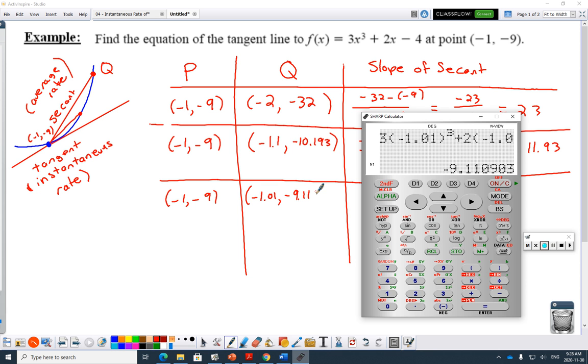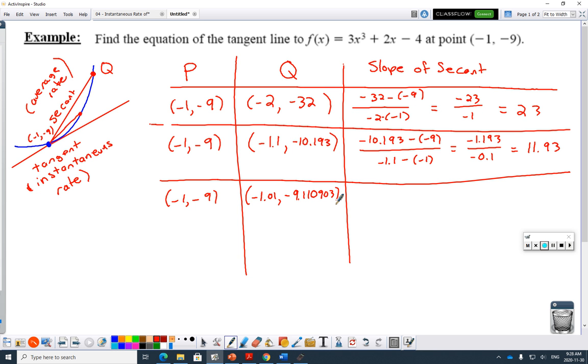0903. Where did I get that from? Let's just rewind a little bit to make sure we're clear. Every time you choose an x value, how are you getting the y value? Sub it into the original. That's going to come up in method 2. We've got to really think about what we do during all this. And then I just find the slope again. Negative 9.110903, subtract negative 9 over negative 1.01, subtract negative 1.